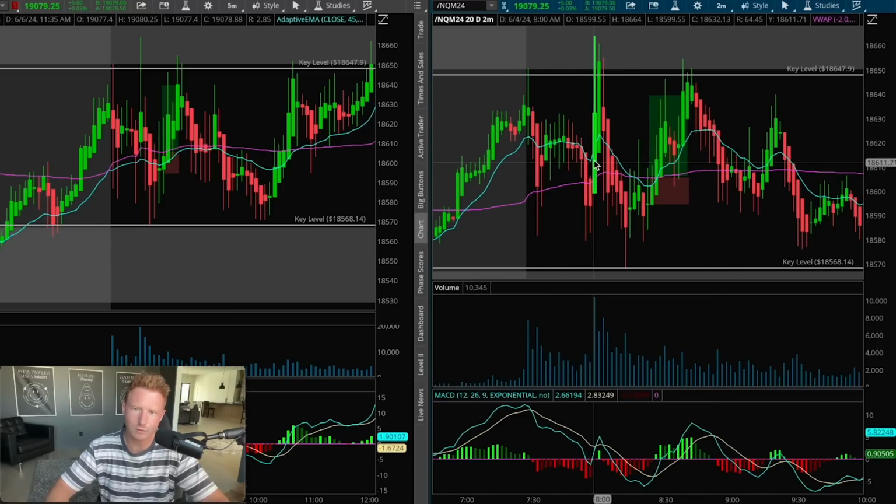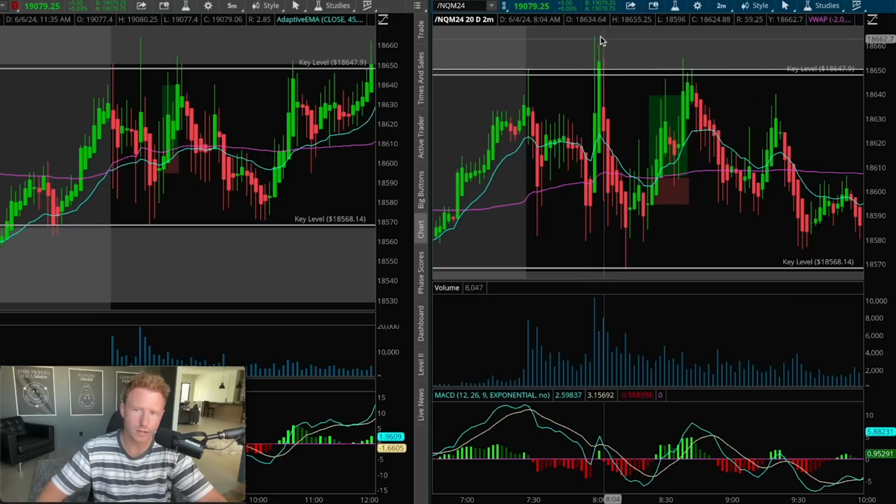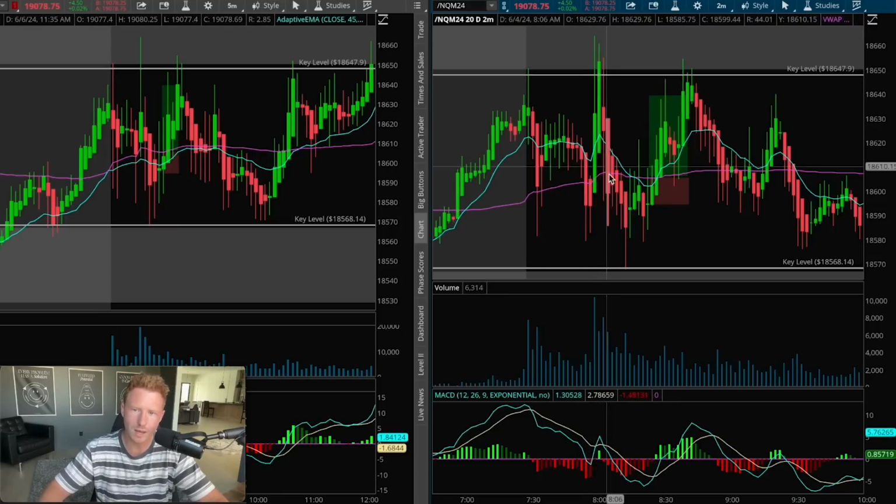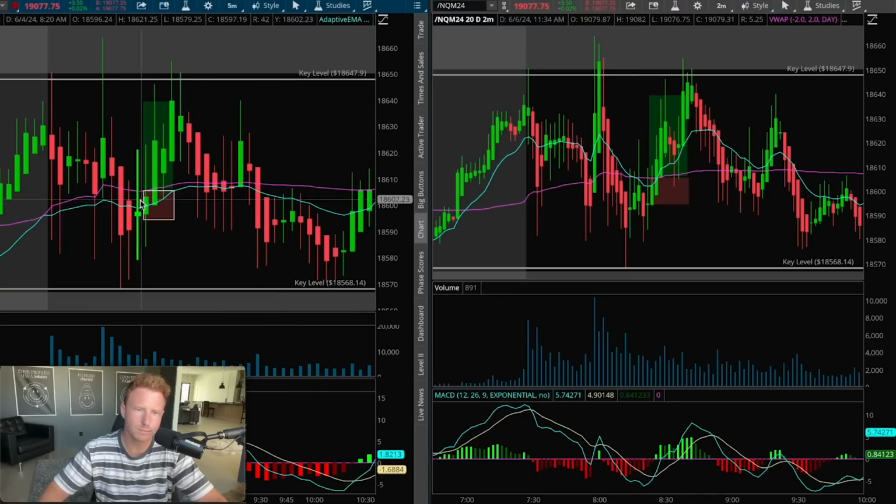Other than right here, we got a huge move up. This was on news. By the time this candle closed, we were already at a resistance level. So obviously, again, I'm not going to go long when we're in a resistance. Then we came all the way back down. And at this point, we can see the EMA and VWAP are starting to move in an upwards direction. You can see they're starting to move up.